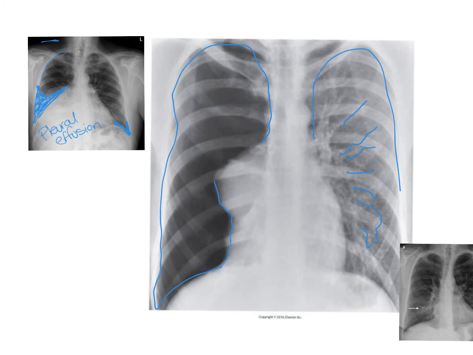That absence of vascular markings and just full-on air in this side is what we call a pneumothorax. That's when so much air has gotten into that pleural cavity that it's collapsed the lung here on this right side, this lung over here.